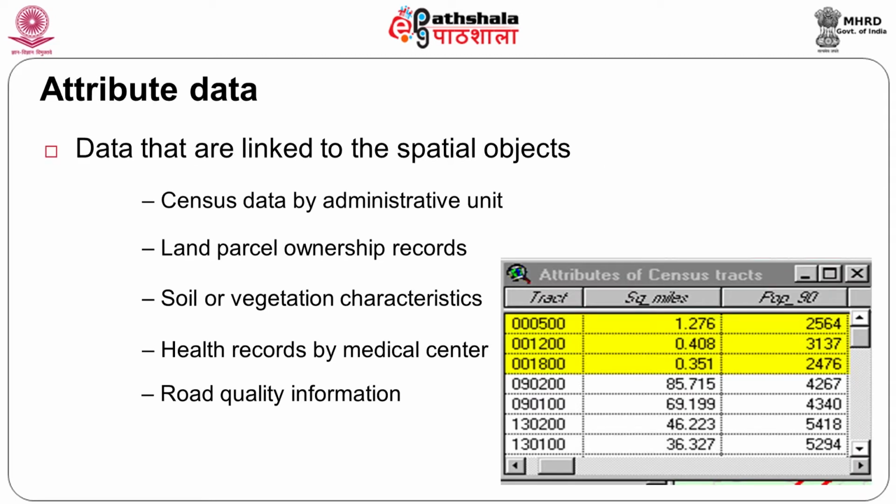Yes, I was just telling you about the attribute data, what kind of attribute data there could be. For example, let me start with a simple example, census data which is normally collected by the administrative staff or the municipalities, or extent of area. Land parcel ownership records. These are some of the examples. Let me talk about soil or vegetation characteristics in a given area. I was just telling you about the natural resources. Health records which are normally collected by the medical center, or road quality information which is derived by the road departments. These are simple examples of attribute data.